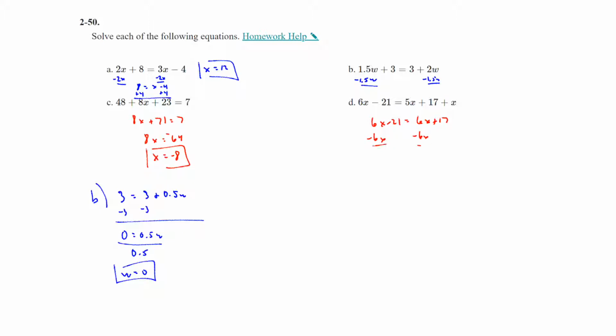Subtract 6x, and we'll notice that the variable term did go away, and we're left with negative 21 is equal to 17, which is not a true statement. So therefore, there are no values of x that will solve this equation, so we say no solution.